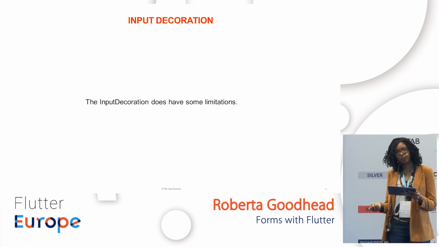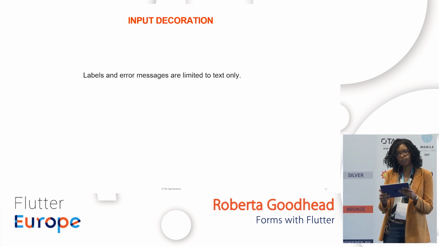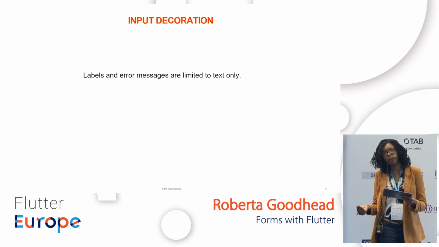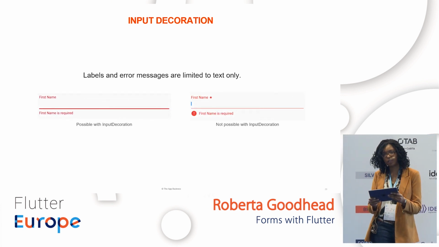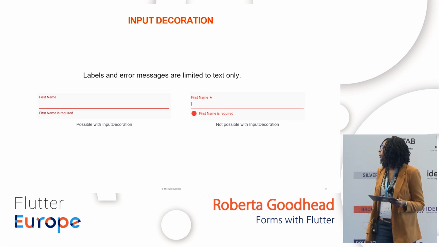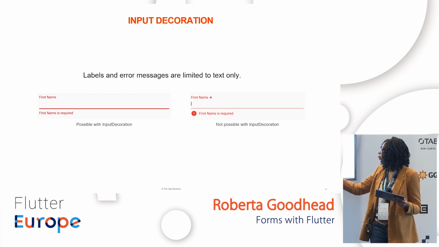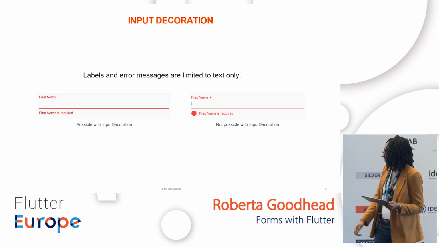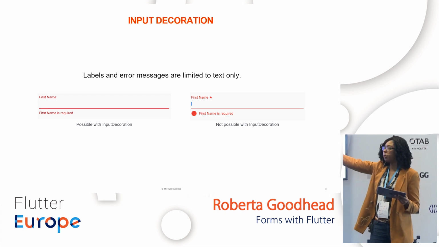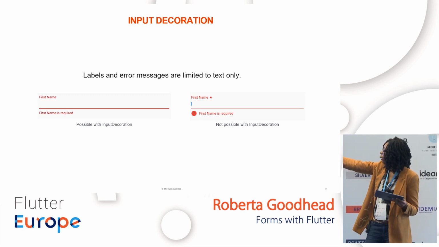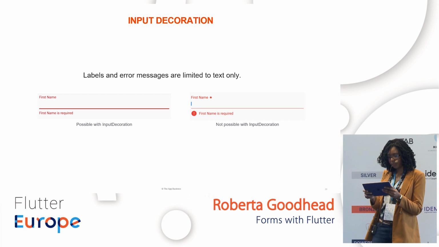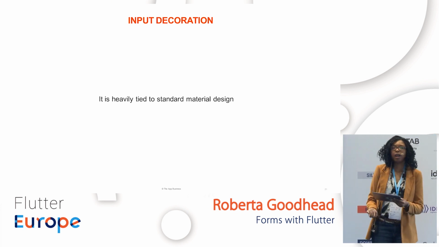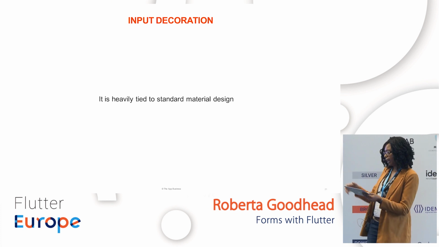Now, the input decoration does have some limitations. So label and error messages are limited to text only. So as you can see, if you just want text, or if you just want an error message as text, or if you want a label as text, then that's possible. But here, if you want to add a star for required, or if you want to add an exclamation mark if your message is invalid, then it's not possible. There are ways around it, and I will get to that in a little bit.